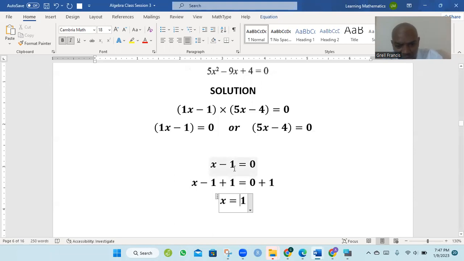So to solve x minus 1 equals 0, you cancel out minus 1 from the left side. To cancel out minus 1, you'll have to add 1. So now, if you add 1 on the left, you have to add 1 on the right. So you are left with x is equal to 0 plus 1, x is equal to 1. That's one solution for x.